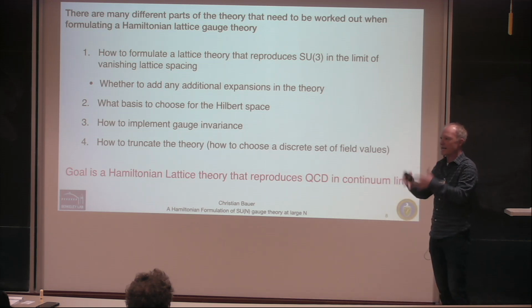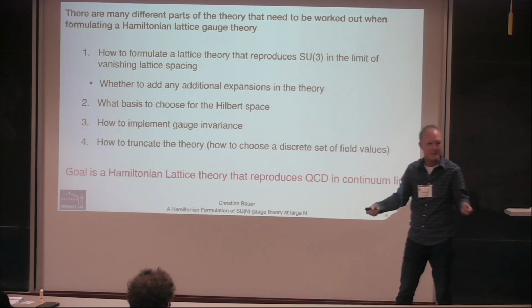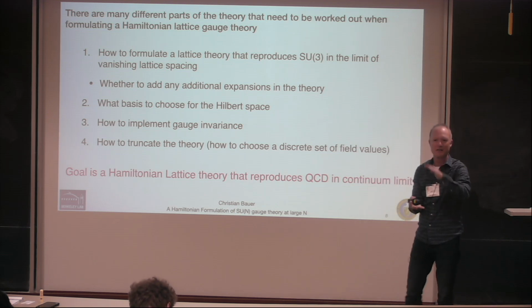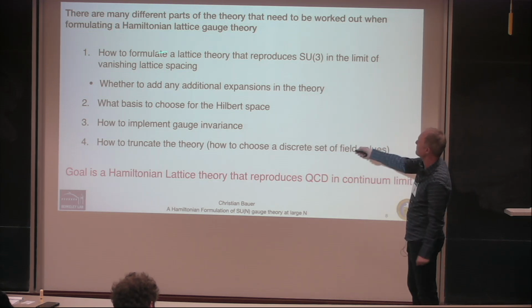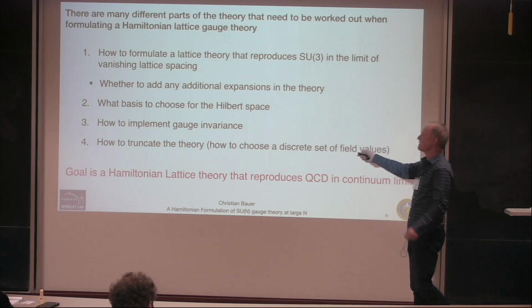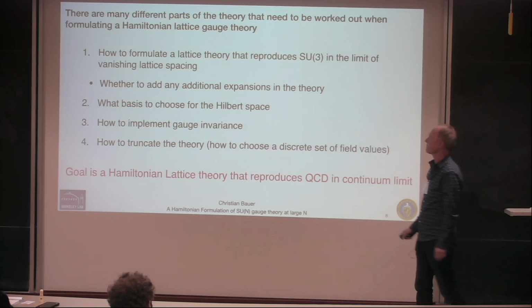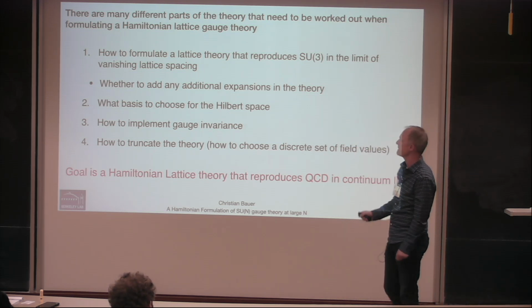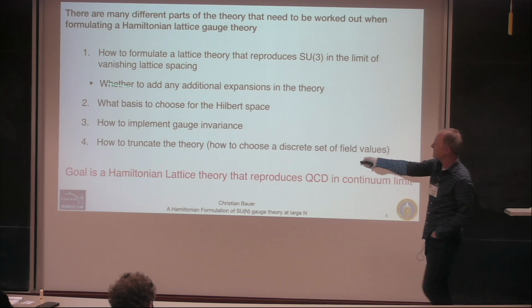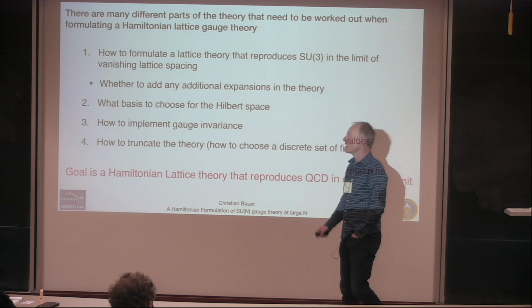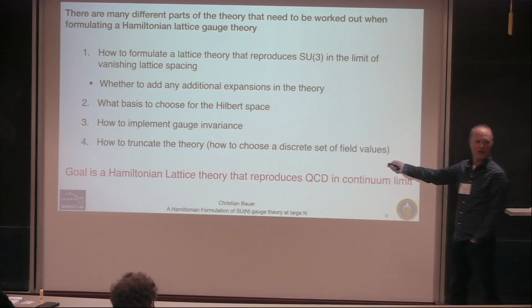We need to go to a finite number of spatial points, and then we also have to digitize the fields so they're not continuous fields anymore. Okay, so the first question is, how do we formulate a gauge theory on a lattice that reproduces SU3 in the limit of vanishing lattice spacing? And we can then decide, and I will obviously come back to this, whether we add any additional expansion onto that theory. But then there's many other steps you have to take.